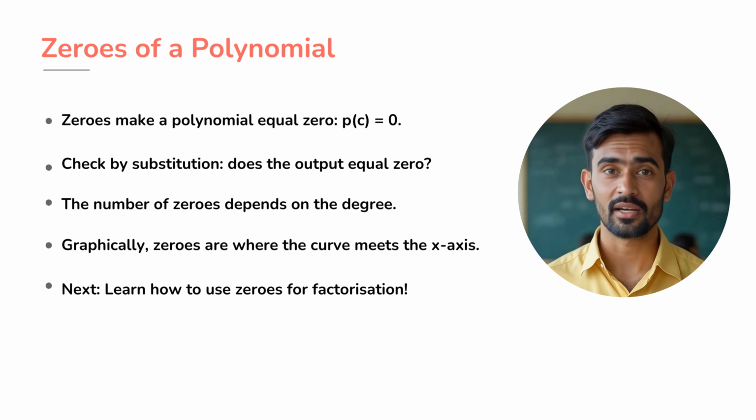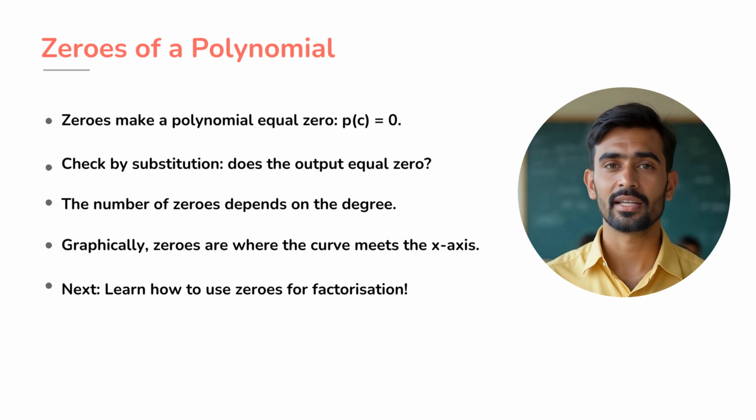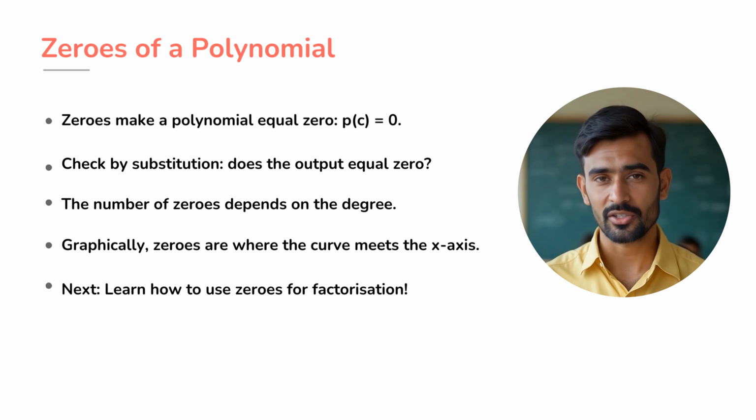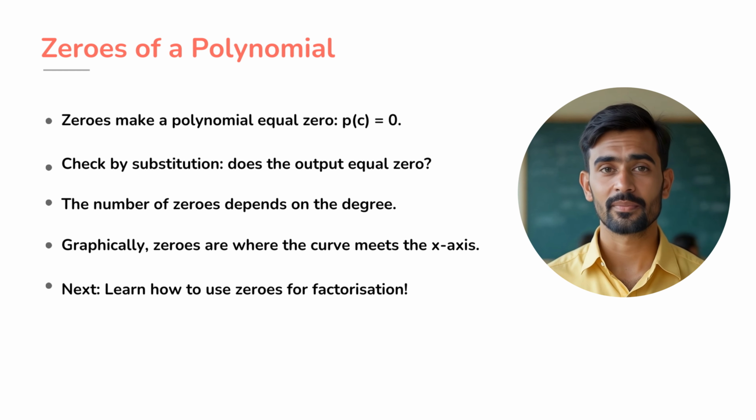Here's what we learned today. A zero of a polynomial is a value that makes the expression equal 0. To check if a number is a zero, just plug it into the polynomial. If the result is 0, it's a zero. The number of zeros a polynomial can have depends on its degree. Graphically, zeros are the points where the polynomial curve touches or crosses the x-axis. With this foundation, you're ready to dive into the factor theorem and start breaking polynomials into simpler parts. Let's go.